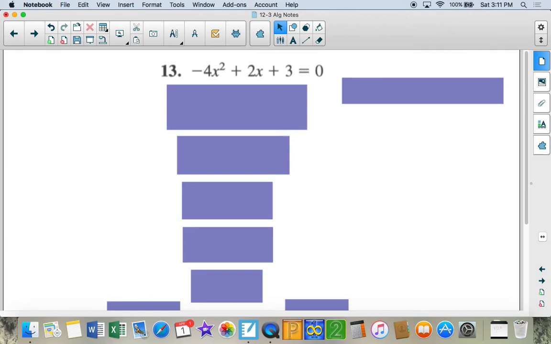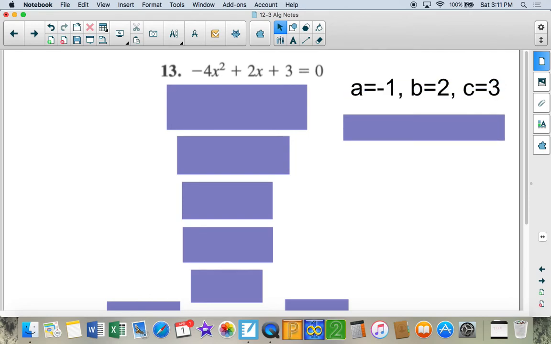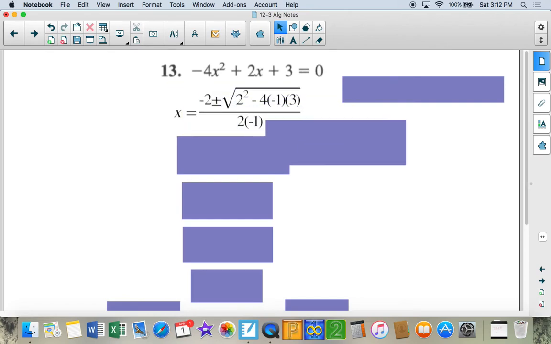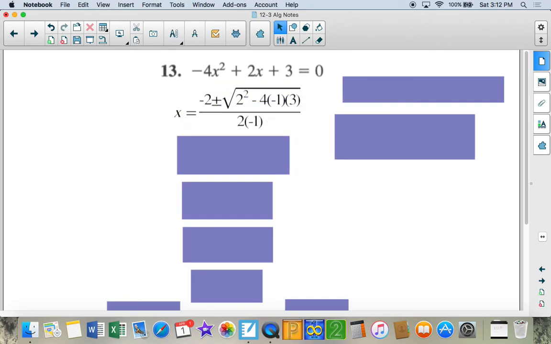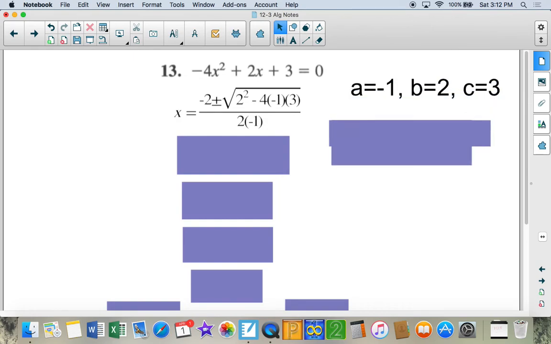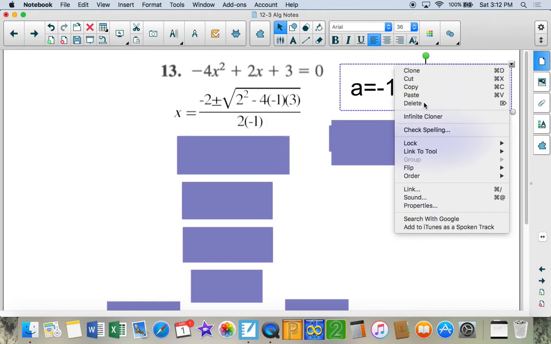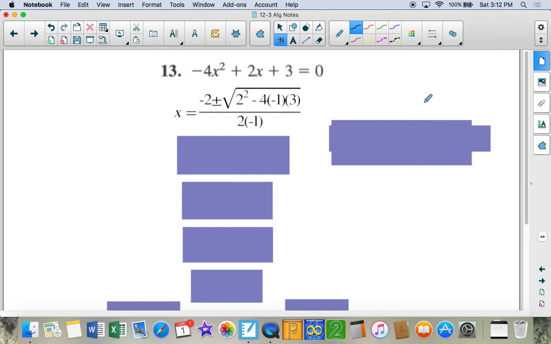Here we have our A is negative 4. Oh, I guess I never fixed it. That's wrong. A is not negative 1. Sorry, I copied and pasted and didn't see. A equals negative 4, B equals 2, and C equals 3.